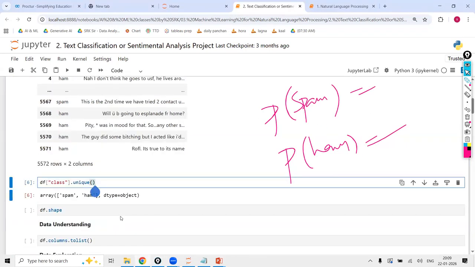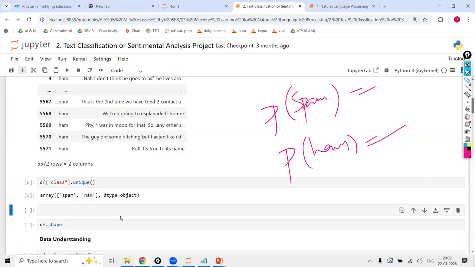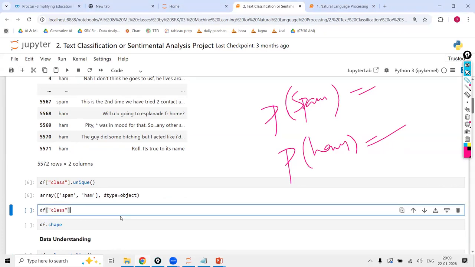So, in the given data, first I am going to ask for df of class. What is the class column? Class dot value counts.